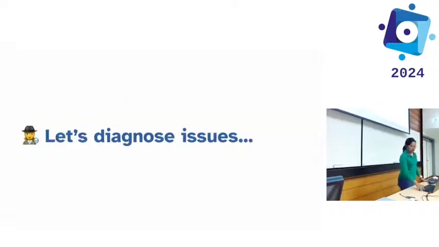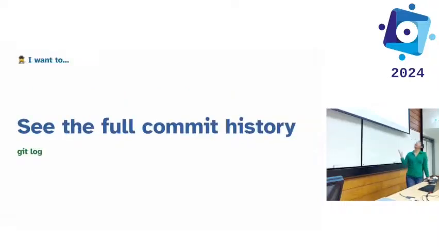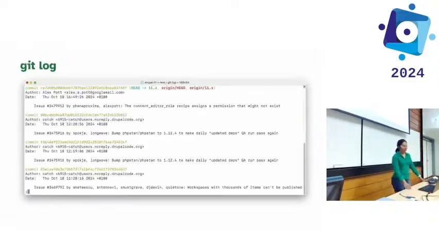Let's diagnose issues. The first one: if I want to see the full commit history, we can use git log. And we have an example. Those examples are provided by the Drupal.org project. In that case, git log gives us the commit hash, the author name, the date, and the commit message.